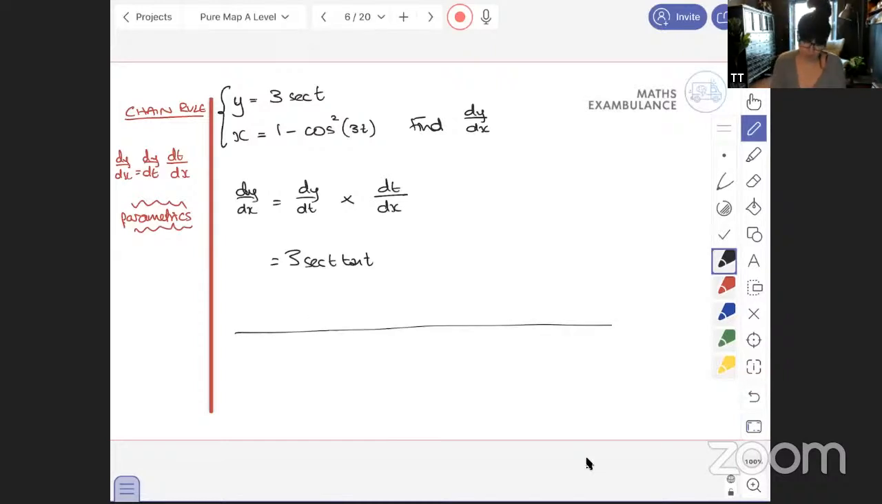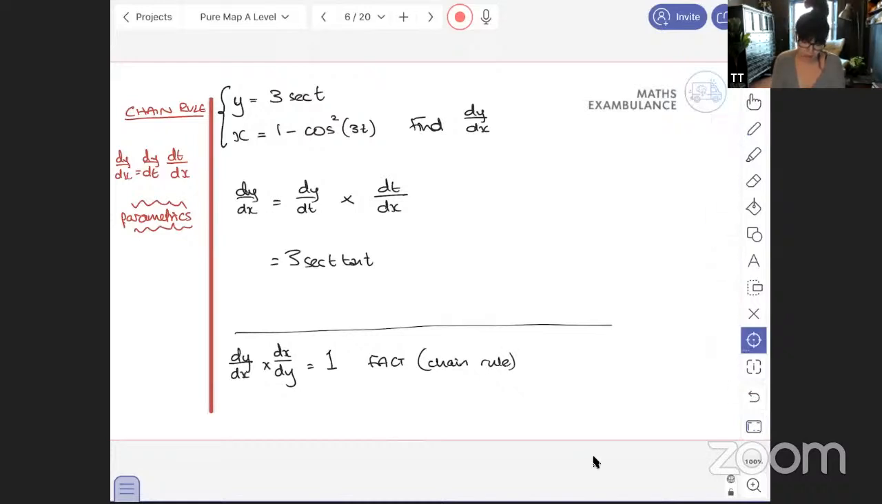For dt by dx, we're going to use this rule here: dy by dx multiplied by dx by dy equals 1. That's the chain rule. The chain rule is what says that we can cancel these dt's, basically. That's what the chain rule says in a sort of roundabout, funny way that doesn't seem to make sense, but it is kind of saying that that dt and that dt cancel, so therefore dy by dx is the same as dy by dt, dt by dx.